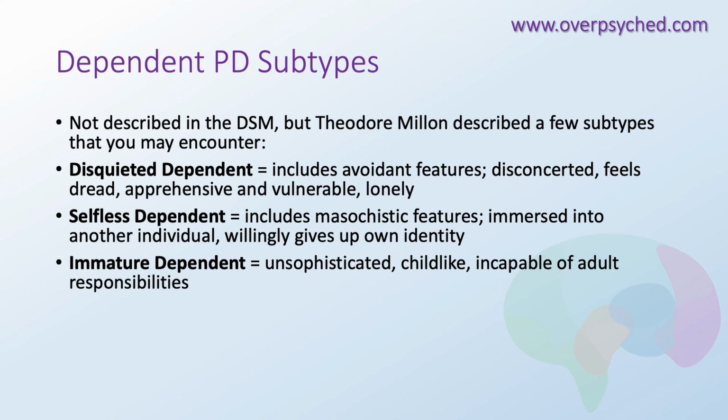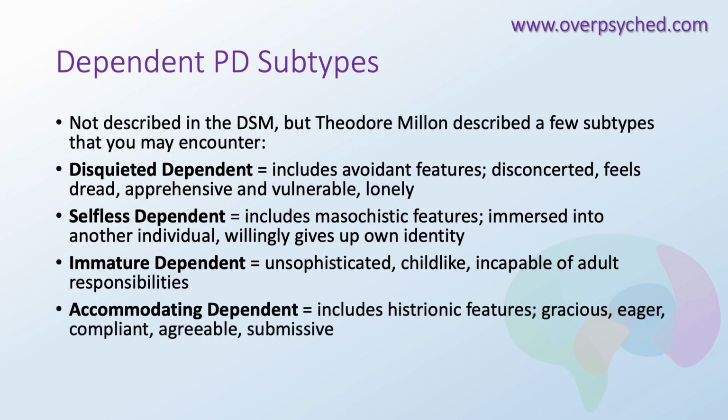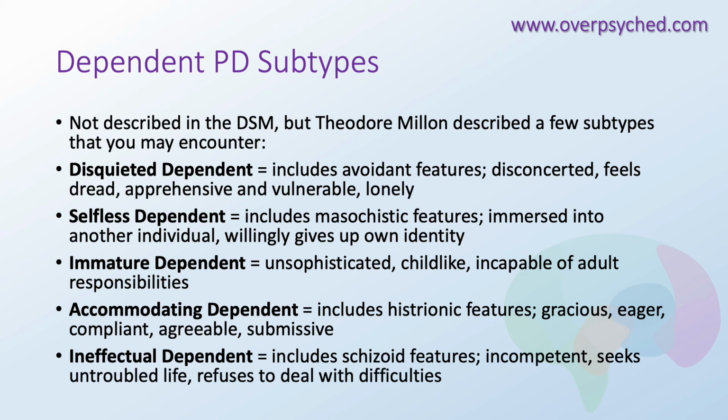Then there is accommodating dependent, which includes histrionic features. These individuals are gracious, eager, compliant, agreeable, and submissive. And finally, there is ineffectual dependent, which includes schizoid features. And these individuals are incompetent, they seek an untroubled life, and refuse to deal with difficulties.